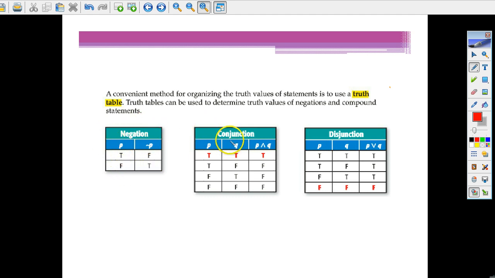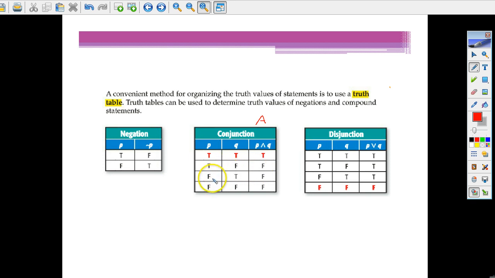And now when we go on to conjunction, if P is true and you have another statement Q that's true, remember that symbol there means and, kind of looks like a capital A. So this means P and Q. True and true makes it true. When you have a true statement for P and Q is false, then you have a true and false, which will make it false. If one of them is false, then it's false.